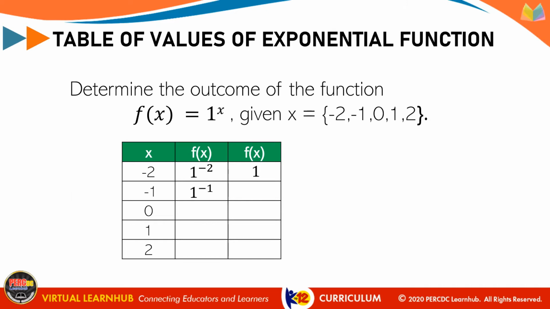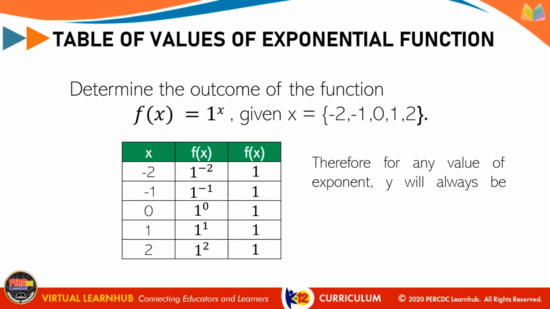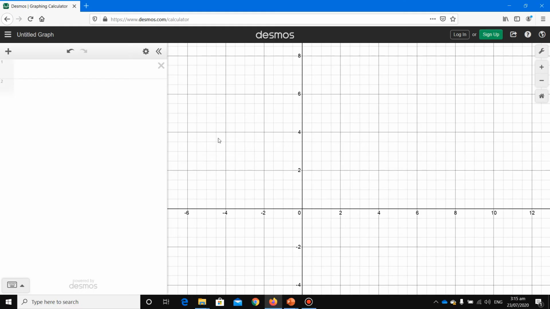So if we raise 1 to -1, that is still 1. 1 raised to 0 is still 1. 1 raised to 1 is still 1. And 1 raised to 2 is still 1. Therefore, we can say that for any value of the exponent, our function, or y, will always be equal to 1. Now, let's graph our function.